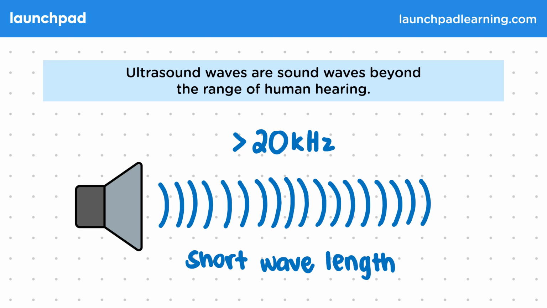This is because ultrasound travels at the same speed as any other sound wave, so if it has a high frequency, then it must also have a low wavelength to balance this out and keep to the speed of sound. You need to be able to define ultrasound waves both in terms of their frequencies and in comparison to sound we can hear. But what is ultrasound used for?